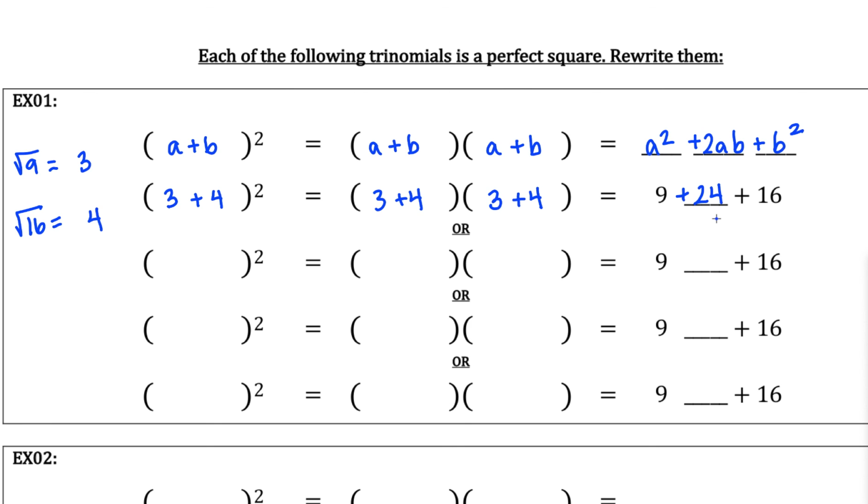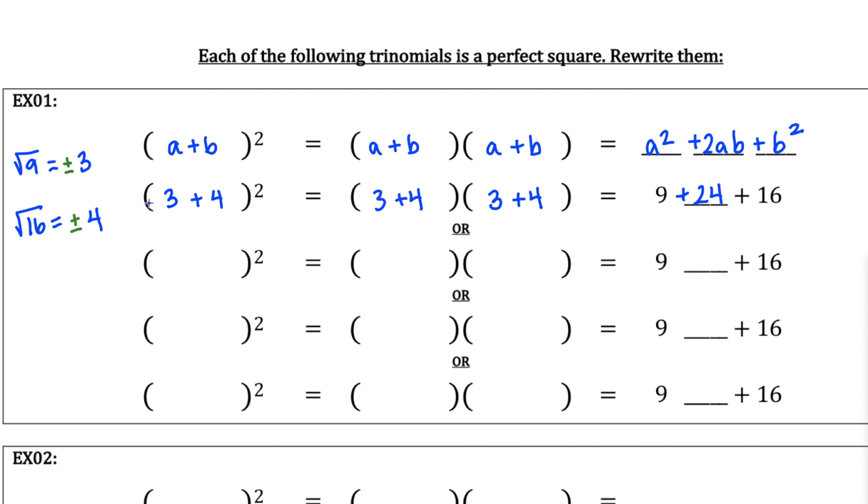But this is actually, we can have different answers. The square root of 9 is not just 3. 3 times 3 is 9, yes, but negative 3 times negative 3 too. Square root of 9 is actually positive 3 and negative 3. The square root of 16 is actually positive 4 and negative 4. So we can say that 3 plus 4 squared is 3 plus 4 times 3 plus 4, which is 9 plus 24 plus 16.